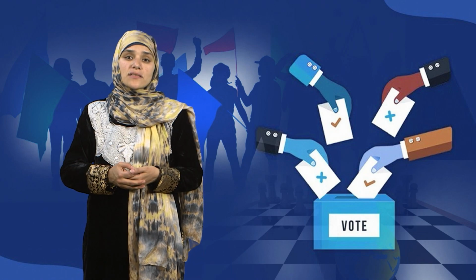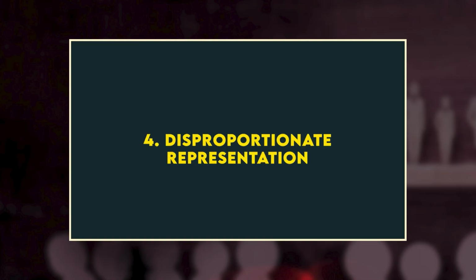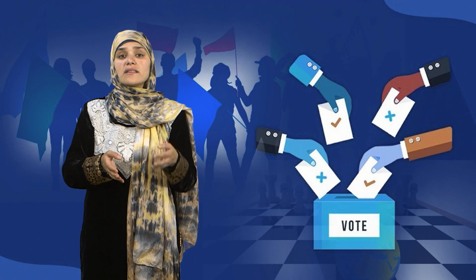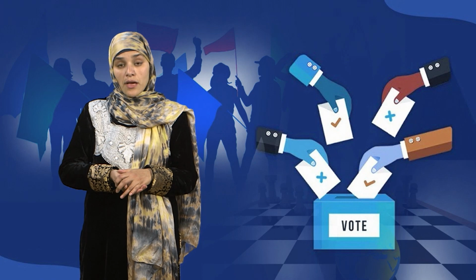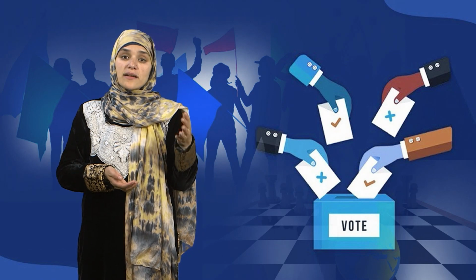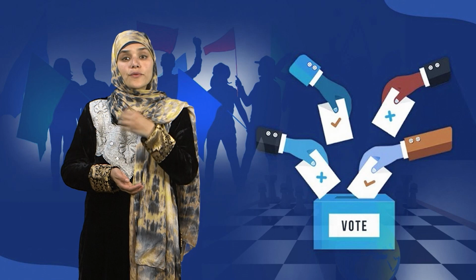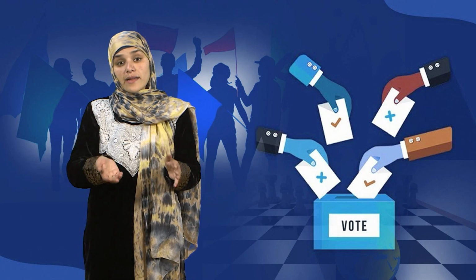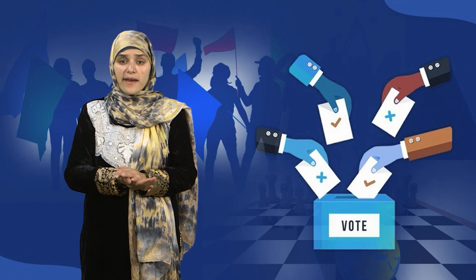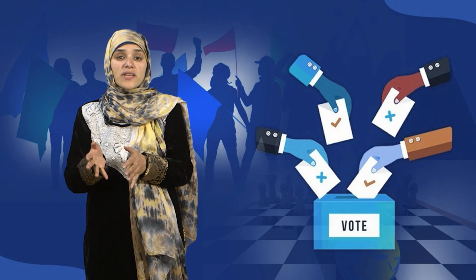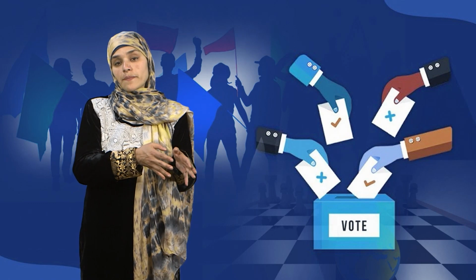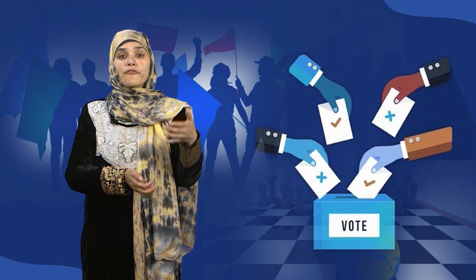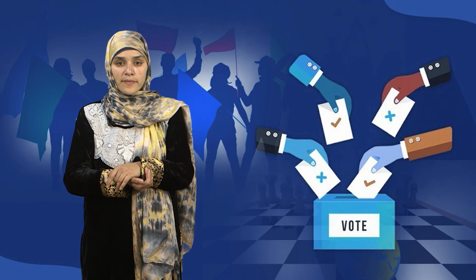Another disadvantage is disproportionate representation. First past the post can result in disproportionate representation, where a party or candidate that receives a minority of the popular vote may still win a majority of seats. This can lead to a perceived lack of fairness or representativeness in the electoral outcomes, as the distribution of seats may not accurately reflect the popular vote.